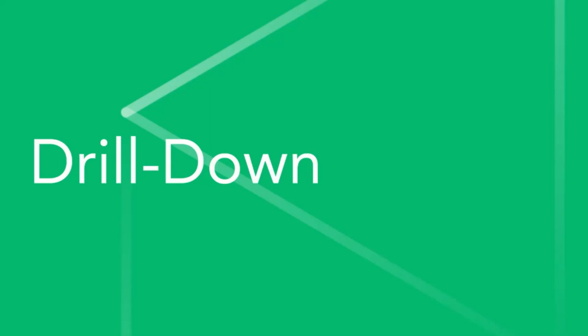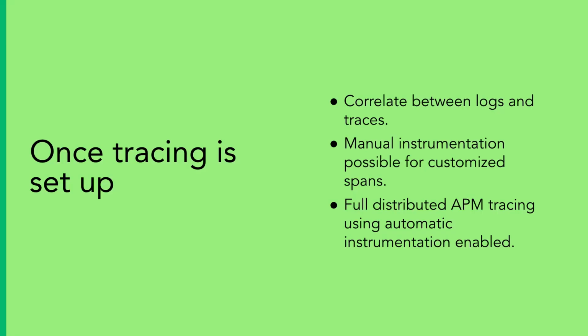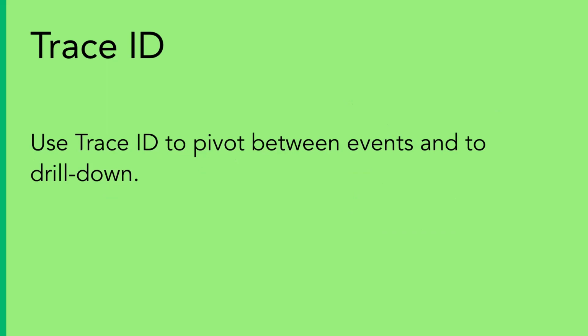Now, for the last section, I want to cover drilling down into your traces and logs in order to correlate events and spans. So I'm going to read from the slide. I'll try to make it quick. Basically, you can correlate between logs and traces. The manual instrumentation is also possible for customized spans, and full distributed APM tracing using automatic instrumentation can be enabled. So the way we do this in Datadog is using trace IDs. So we can use those trace IDs to pivot between events and logs and then drill down.